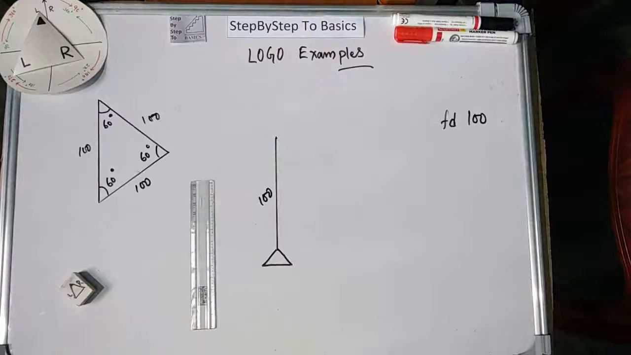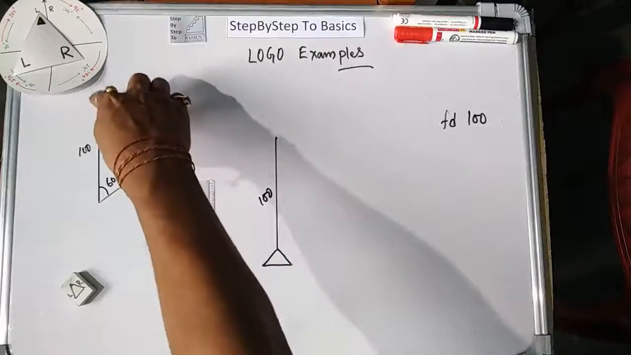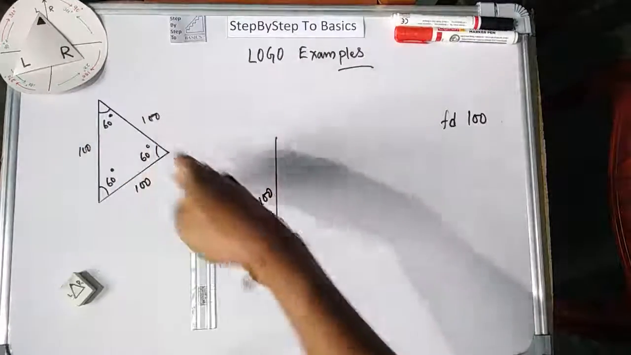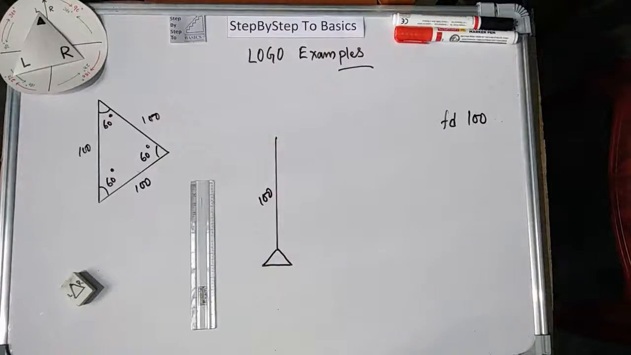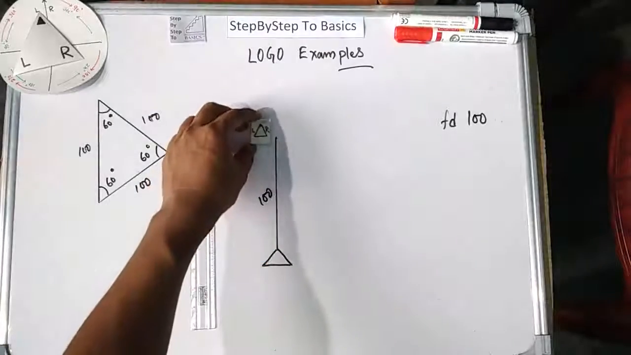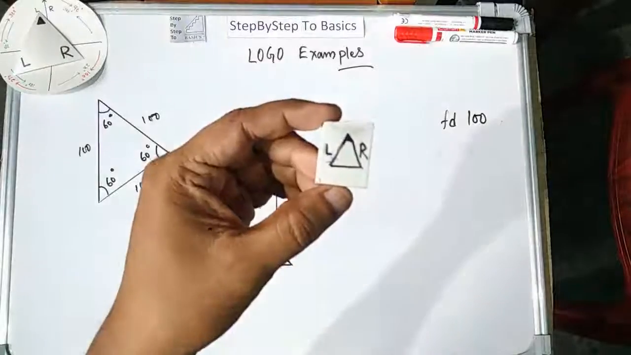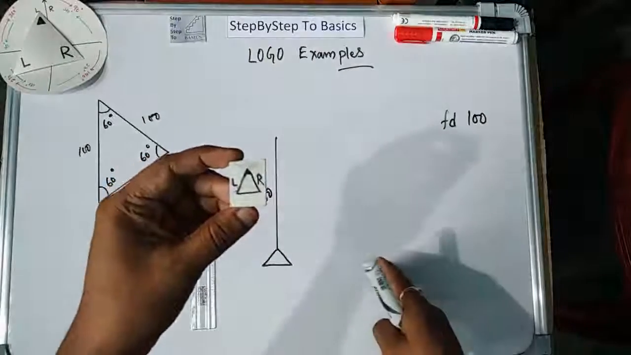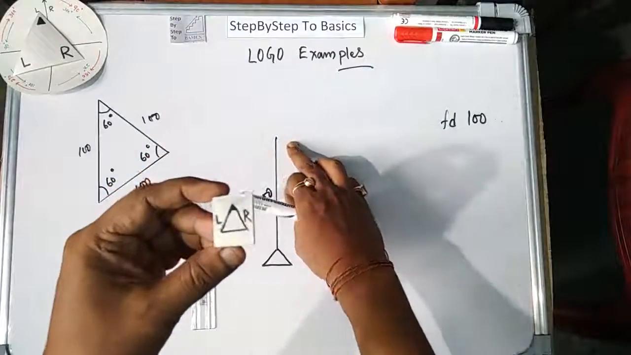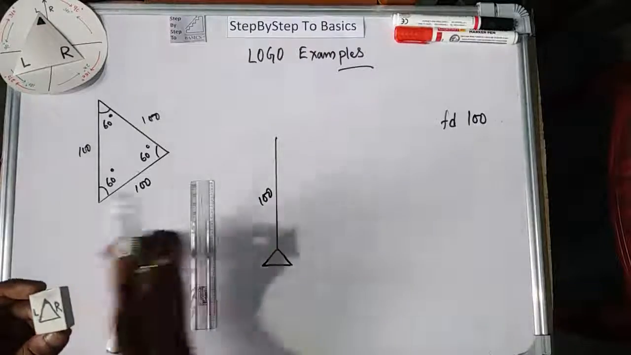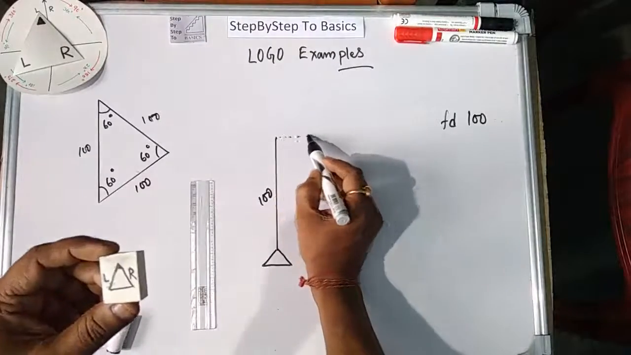Now what happens? As you can see, it needs to turn this way. So how will we calculate this turn? This is just for calculation. Here it is L and R. It should turn to the right side, but if I turn it 90 degrees, it will turn like this.